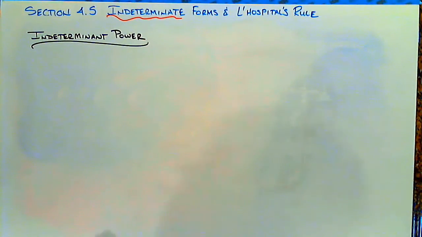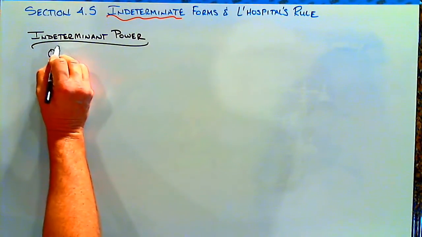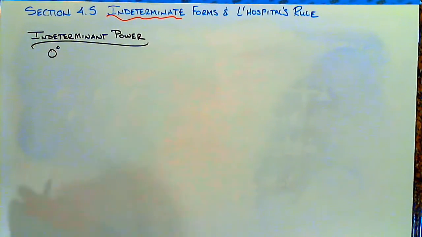Indeterminate powers. Now, what do indeterminate powers look like? Well, indeterminate powers are things like this, 0 to the 0. Now, we know a real number other than 0 raised to the 0 power turns out to be 1. That's the definition we were given back in the day.